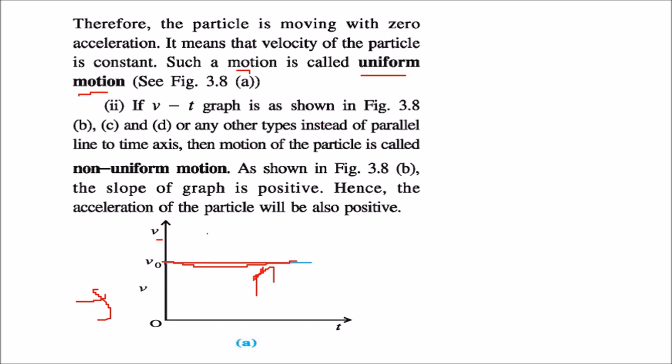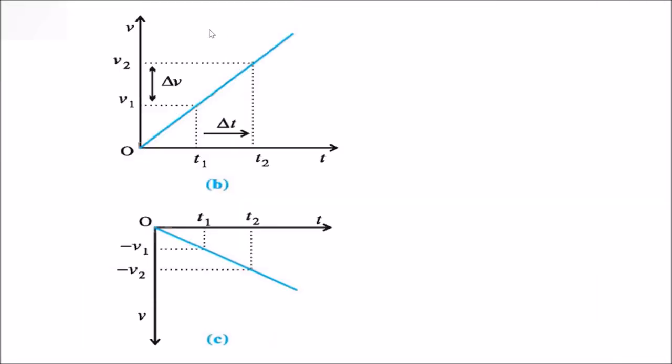What is this? This is v2 minus v1, this is t2 minus t1. So this is the slope, tan theta, m. Here in this case the slope is negative. So again it will be v2 minus v1 by t2 minus t1, but still the m or tan theta is negative, that is, the acceleration is deceleration or it is retarding.